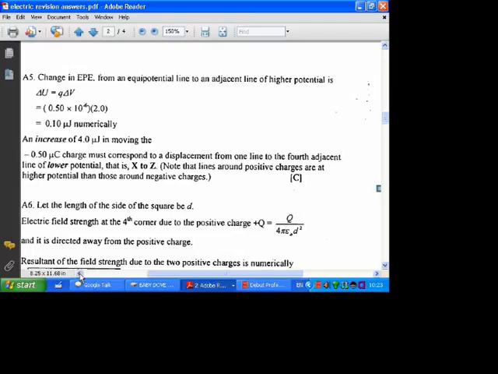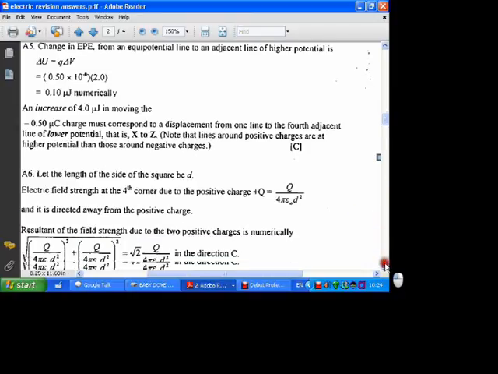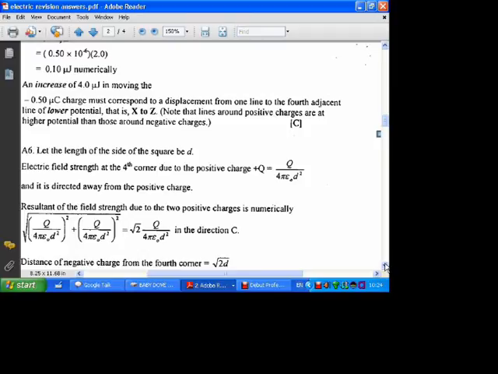Okay, supposing we let the length of the side of the square be d. So at the fourth corner, the electric field due to the positive charge Q will be this expression, you should use Coulomb's law because it's a point charge, right? And because electric field points from high to low potential, it must be directed away from the positive charge. So the electric field strength due to the two positive charges, you can use vectorial addition to get this value, which points in the direction of C, so diagonally, away from the two charges.